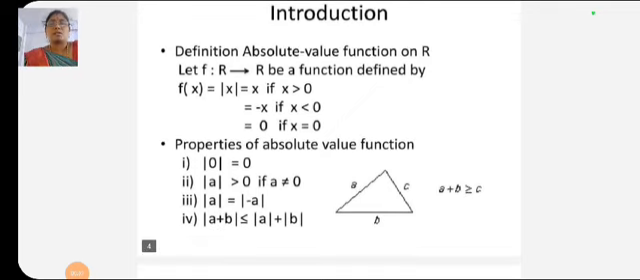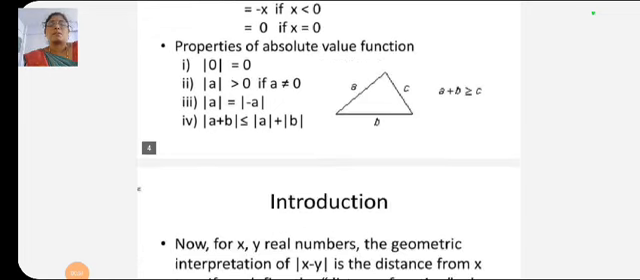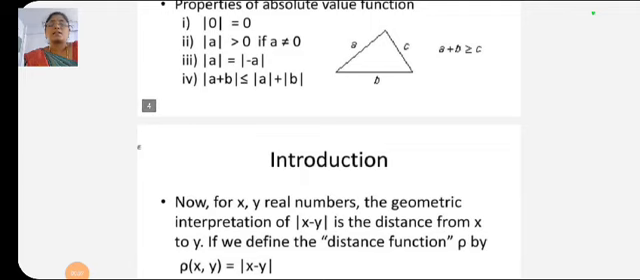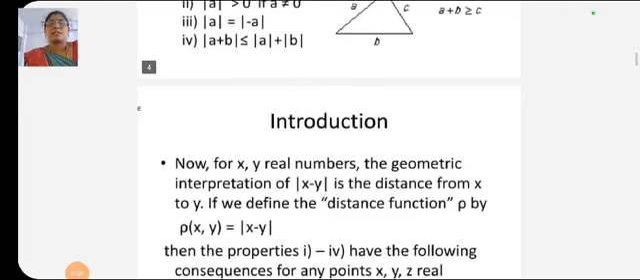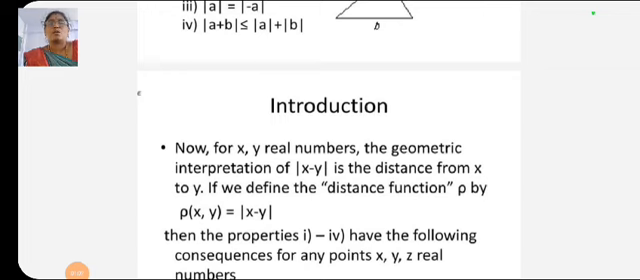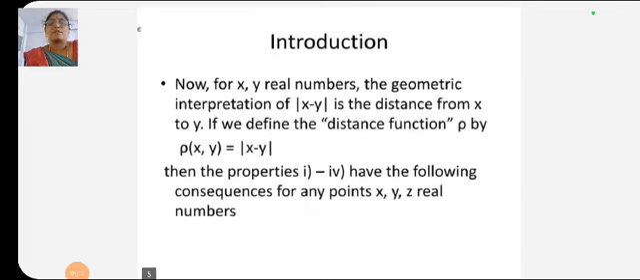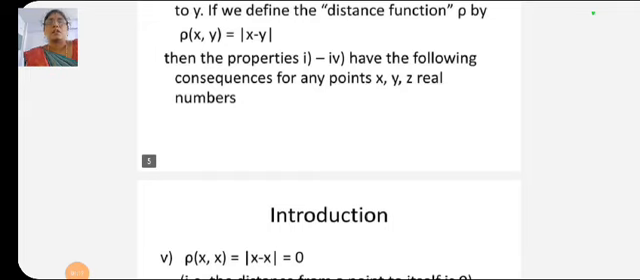The fourth one is the norm of a plus b less than or equal to norm of a plus norm of b. Now for x and y real numbers, the geometrical interpretation of norm of x minus y is the distance from x to y. If we define the distance function rho by rho of x comma y equal to norm of x minus y, then properties 1 to 4 have the following consequences for any points x, y that are real numbers.